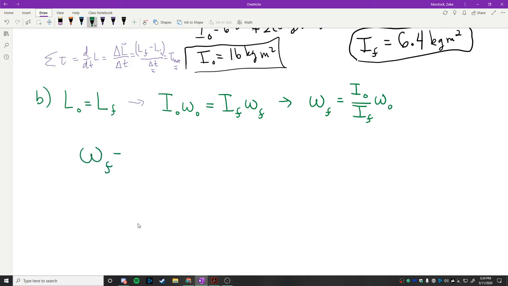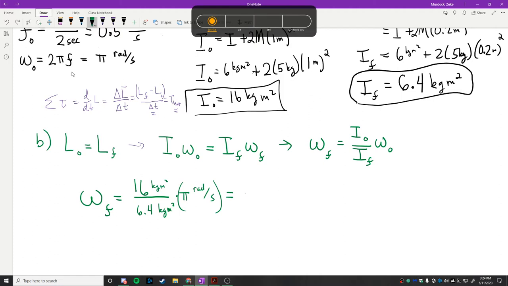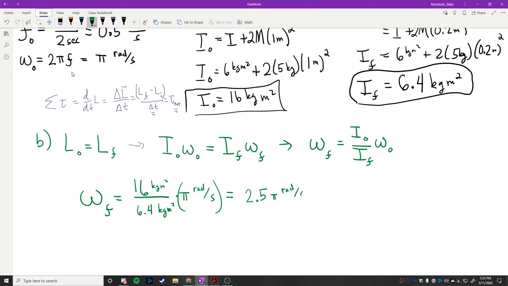And we have all the values for this. So omega final is going to be equal to I initial, which you can see right here is 16, divided by I final, which is 6.4, and then times omega initial, which I think was pi. Right here. Now, let's finish this. Does that look right? This is like 0.25, but you multiply by 10. Yep. So look, he's spinning faster. How much faster? About 2.5 times faster.